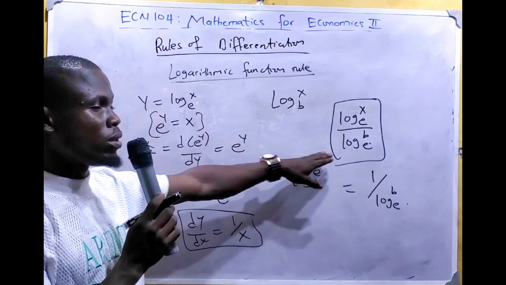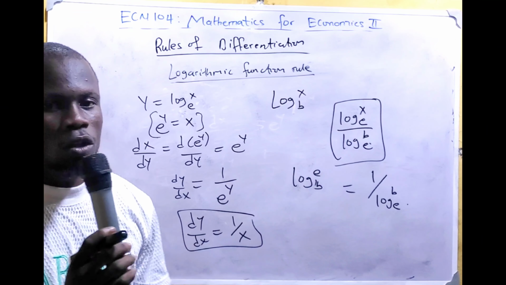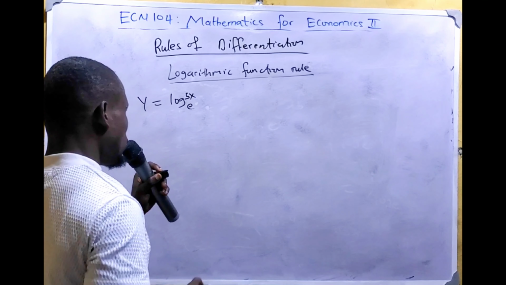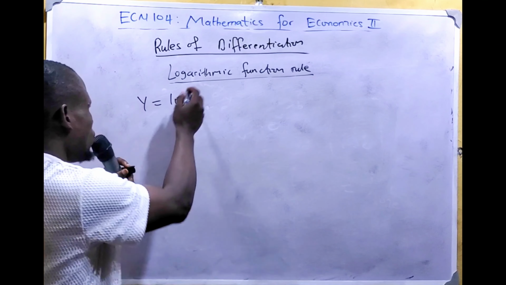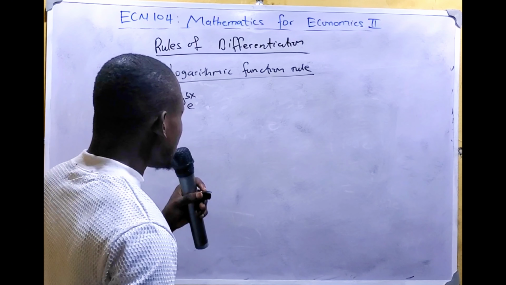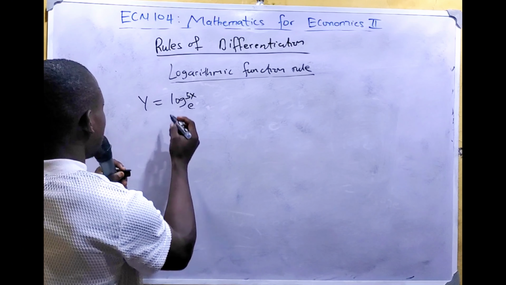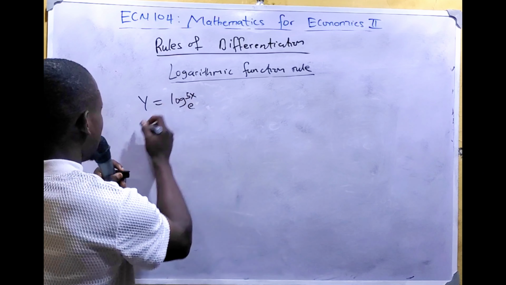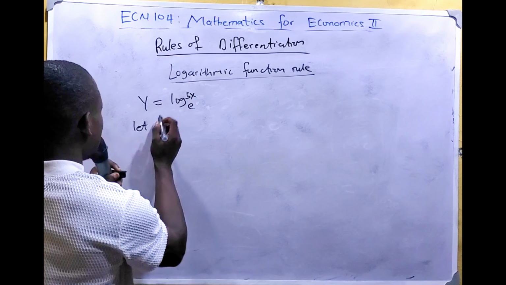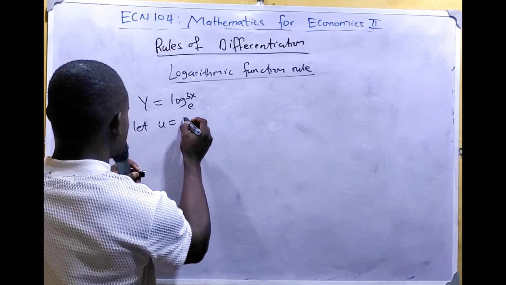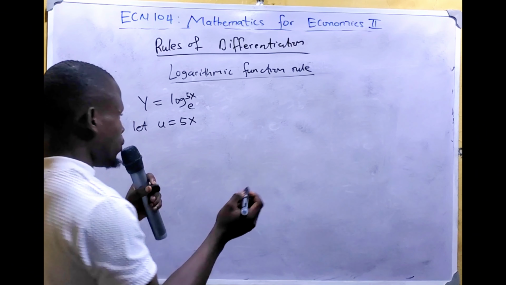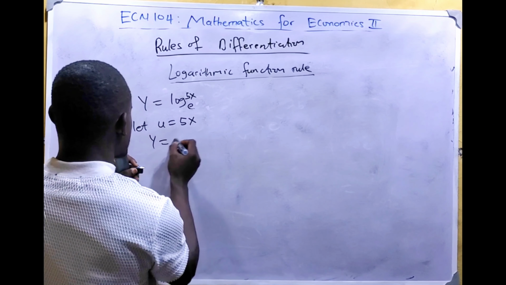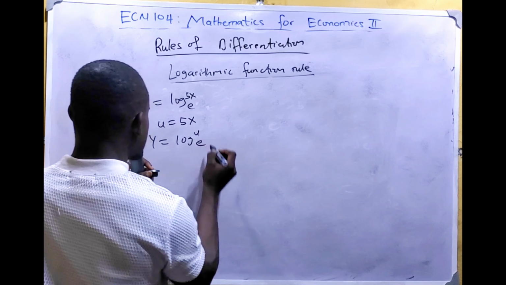But in this case, we are interested in natural log. So let's take one example. Suppose we have y equals log 5x base e. So what we do here is let u equal 5x. This is a function of a function. So therefore our y equals log u base e.